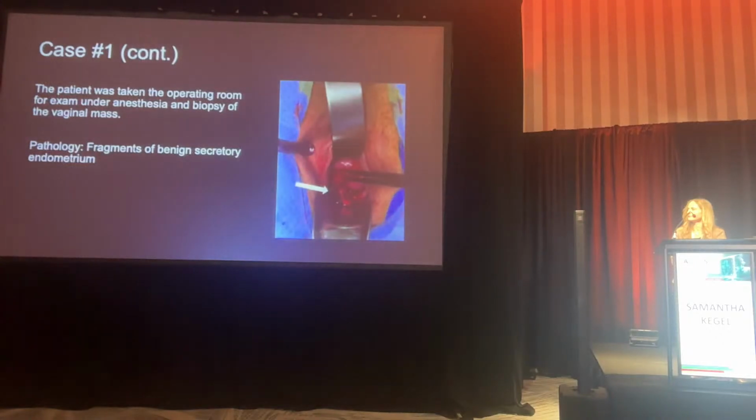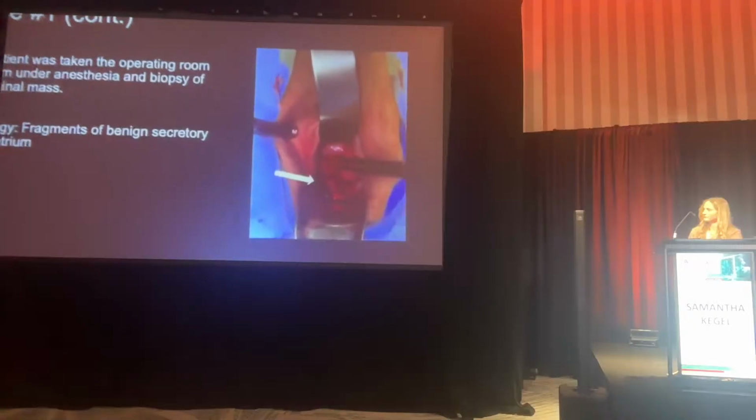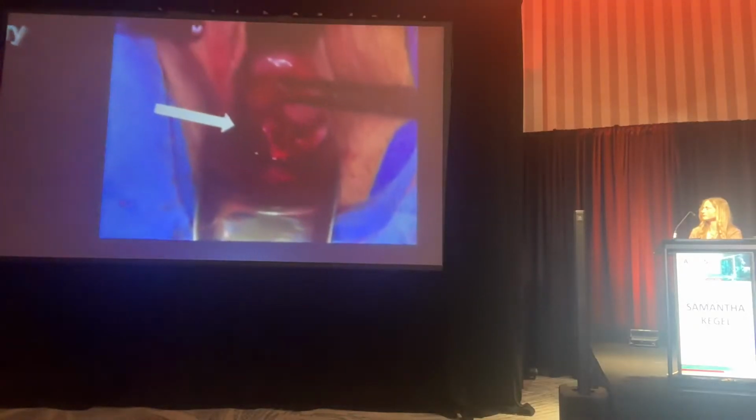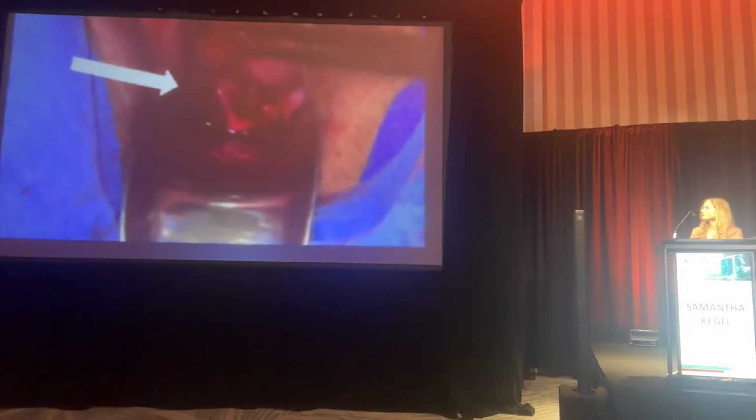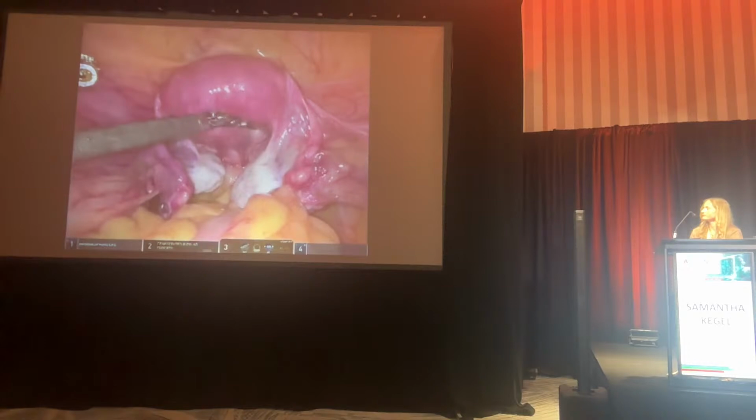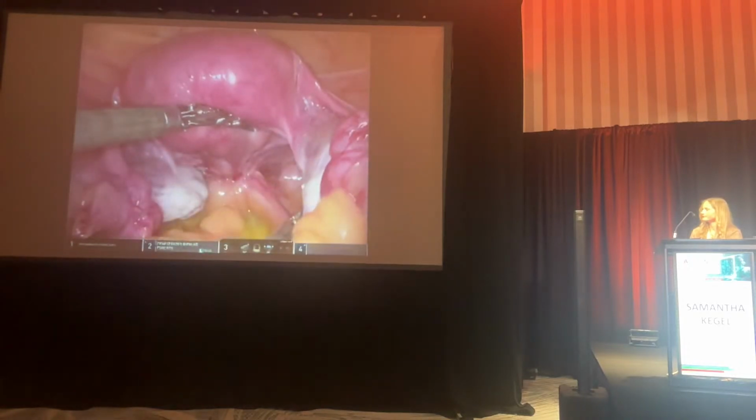MRI imaging done at an outside facility revealed a heterogeneous posterior lower uterine segment lesion centered in the myometrium, dorsal to the cervix and extending to the upper vagina. The patient was taken to the operating room for a pelvic exam under anesthesia and biopsy of the vaginal mass. Pathology revealed fragments of benign secretory endometrium consistent with endometriosis. The patient ultimately desired hysterectomy. Colonoscopy was performed preoperatively, as well as general surgery and urogynecology consultations.